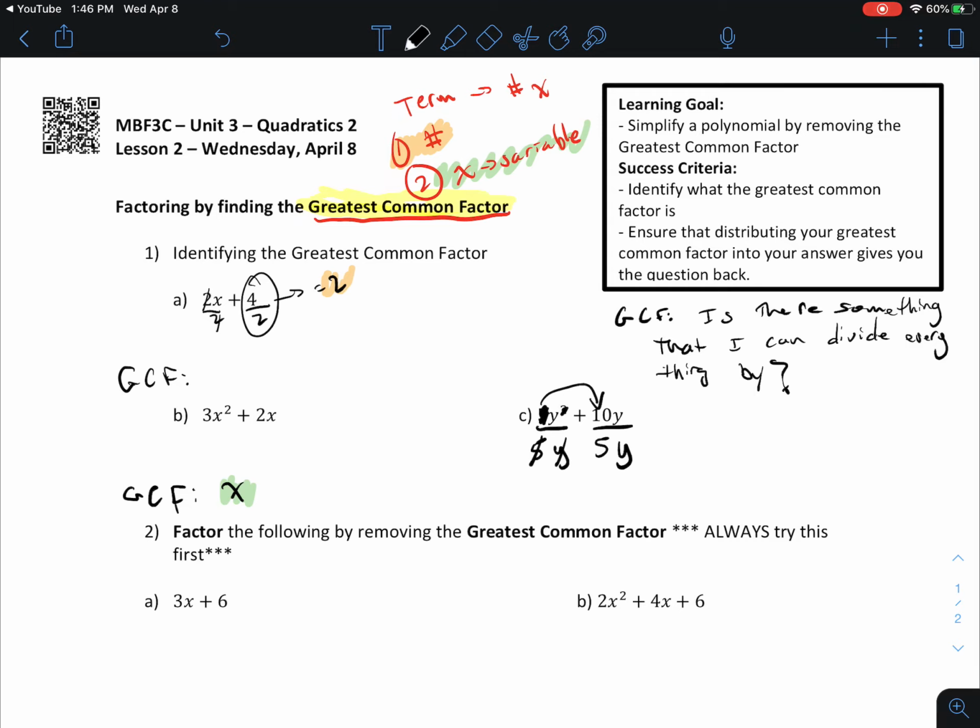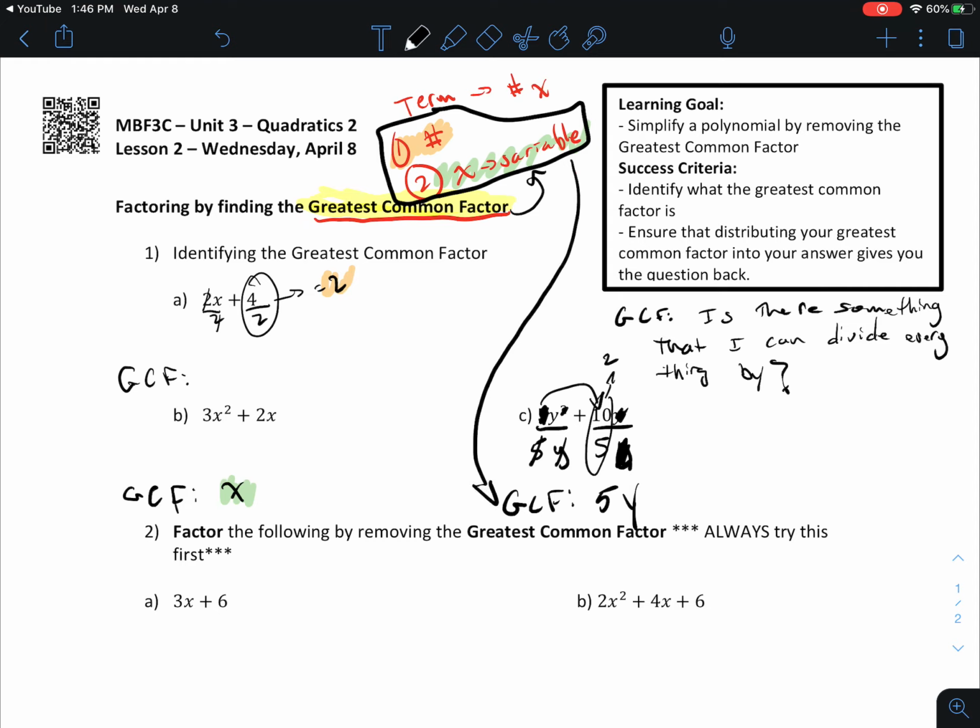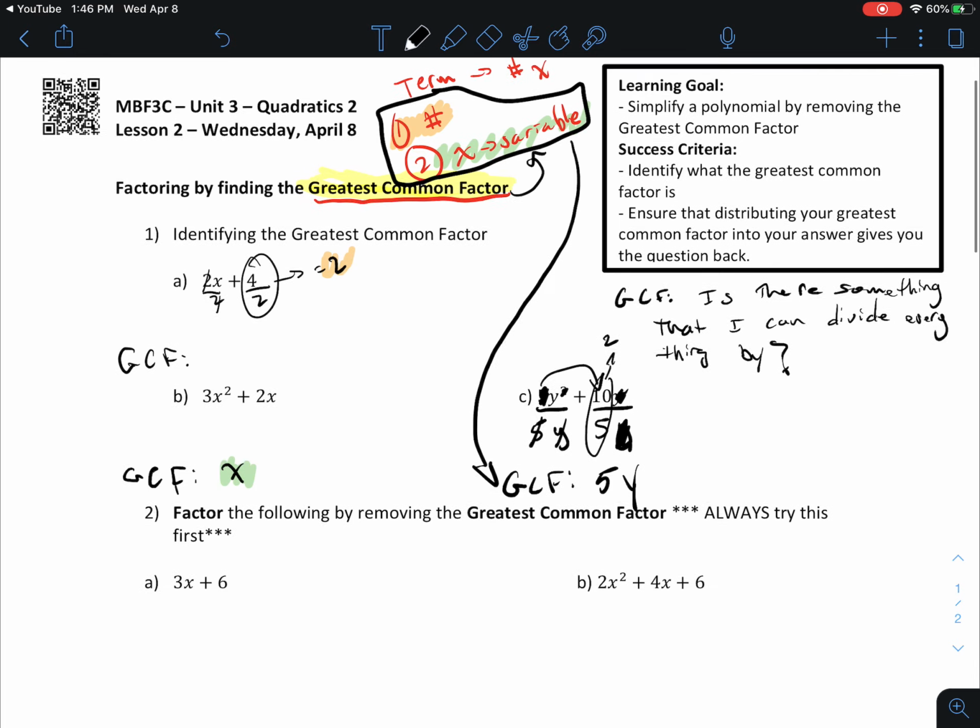So there you go. This works, because this y is going to cancel with one of those. The y is going to cancel with the y, and 10 divided by 5 is just 2. So your greatest common factor for this one is just 5y. That combines both of these, and that's what it means to be a greatest common factor: is there something that we can divide everything by? Sometimes it includes just a number, sometimes it includes a variable.